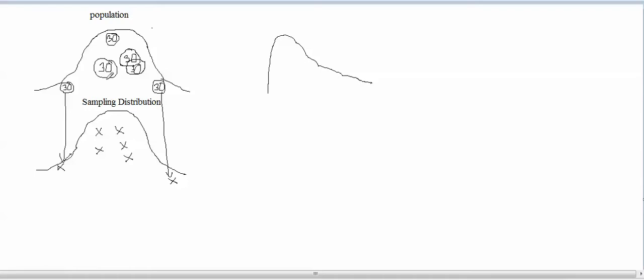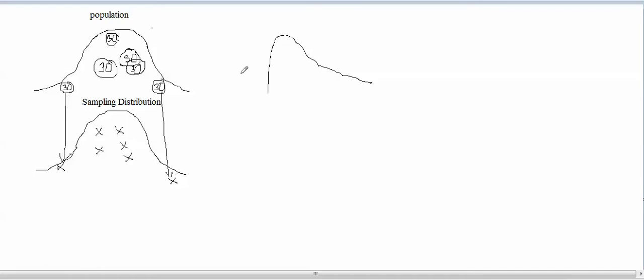Maybe let's say that this is the average of this sample up here. This is the average of this sample here. This could be the average of this sample, and this could be the average of this sample maybe. But the sample means follow a normal distribution if the population is normal. And also if the population is not completely normal but roughly normal, the sampling distribution will be roughly normal also.